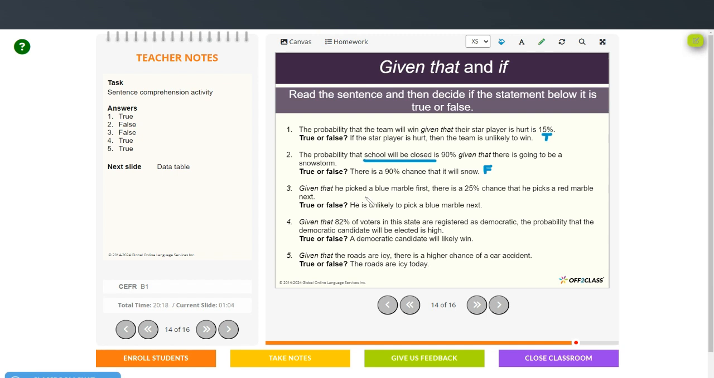Given that he picked a blue marble first, there's a 25% chance that he picks a red marble next. He is unlikely to pick a blue marble next. Well, this one they're saying is false.